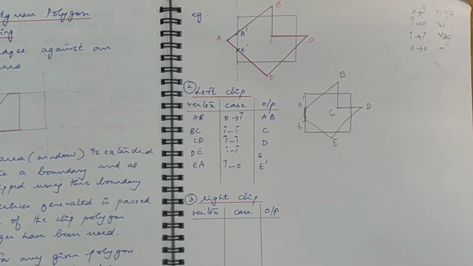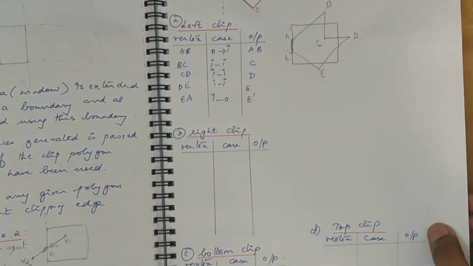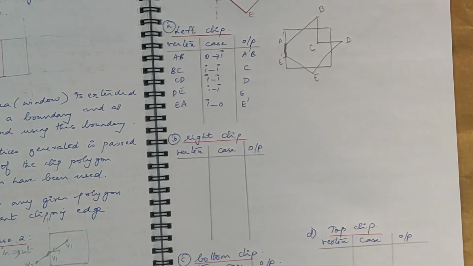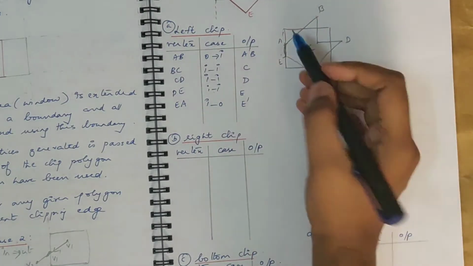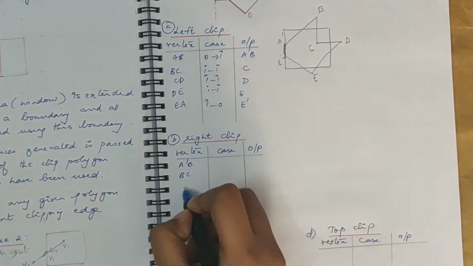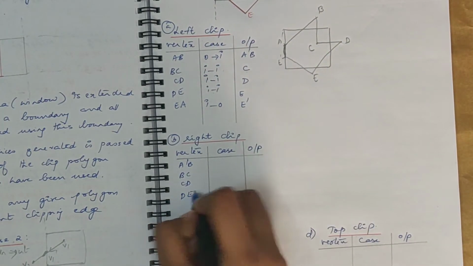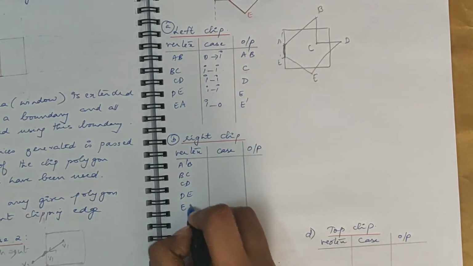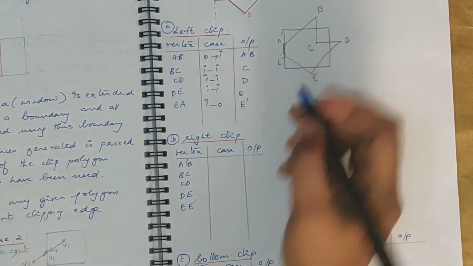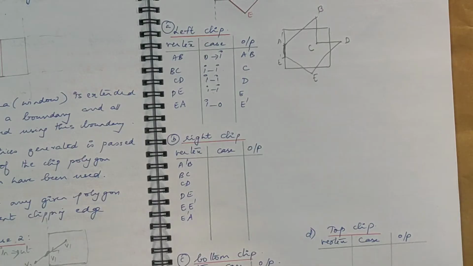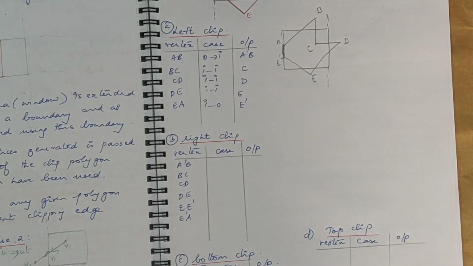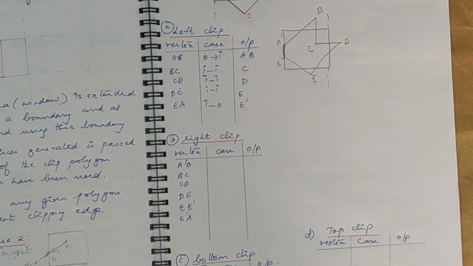Now similarly, this will go as an input to the next. So I'm going to do a right clipping here. So this will go as an input to the right clipping. So each of those vertices. Let me start from A dash. So the edges are A dash B, BC, CD, DE, E dash, and E dash A. So this edge comes on the boundary. So that also has to be considered, E dash A. So now you are going to consider the right edge of the clipping window.